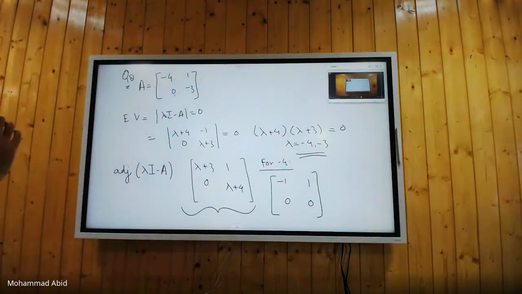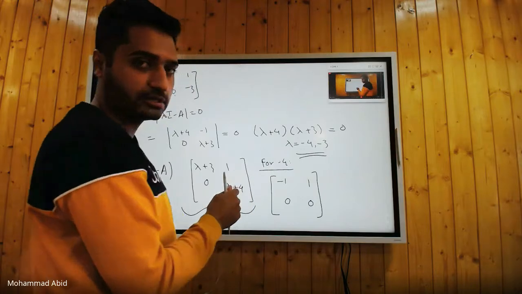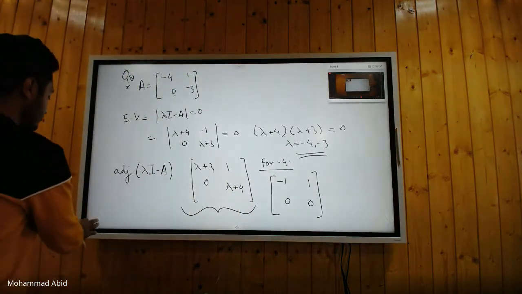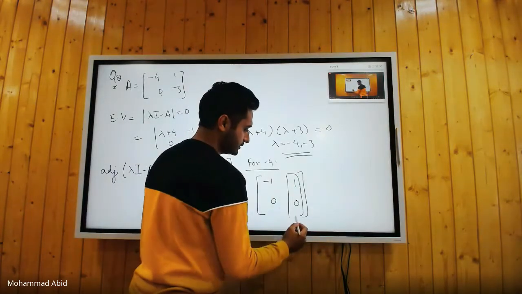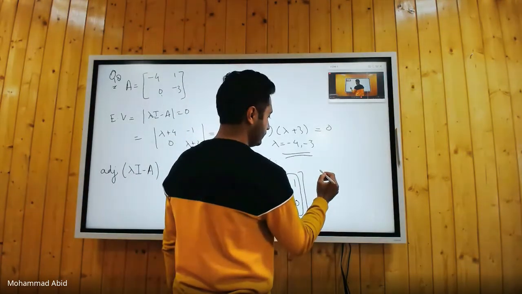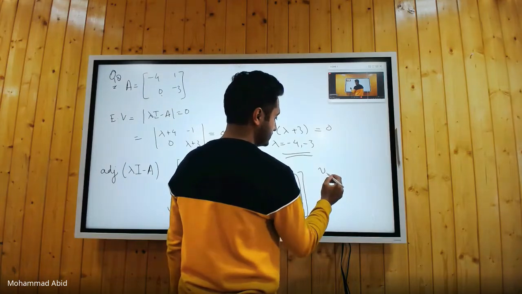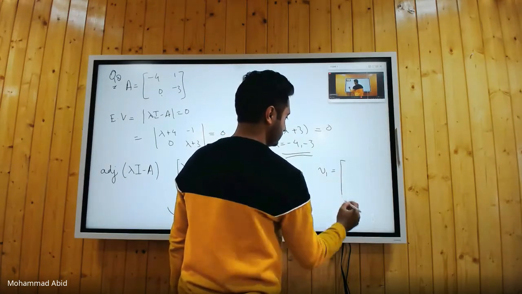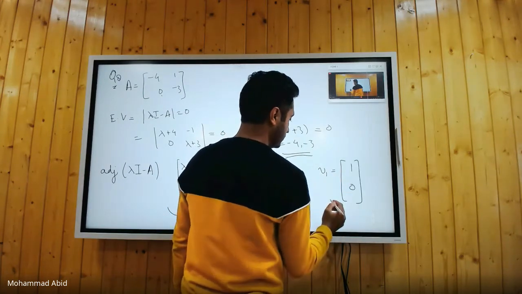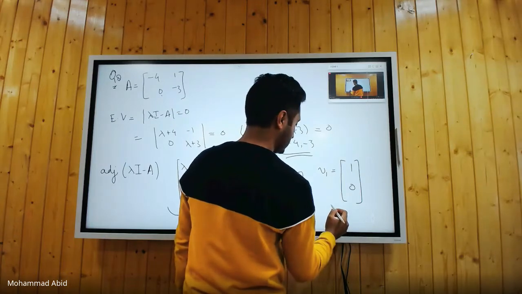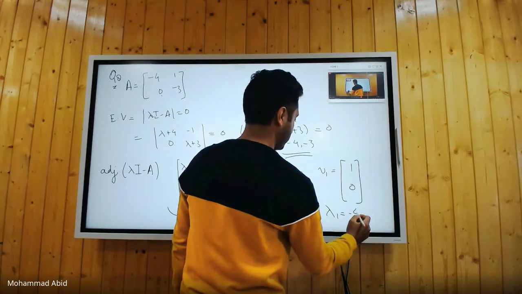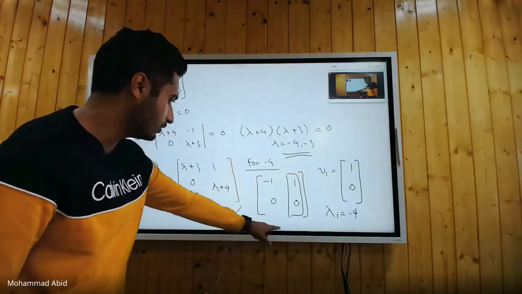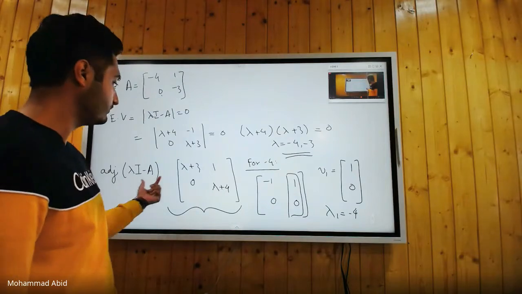So you can take any column now. I'm skipping a lot of things here, okay, because I know that you know some things. You can take any column. Let me take this. So your first eigenvector, let me write it as v1 equal to 1, 0. This is corresponding to eigenvalue minus 4, corresponding to lambda 1 equal to minus 4. Okay, we can take any column of this adjoint of lambda I minus A.